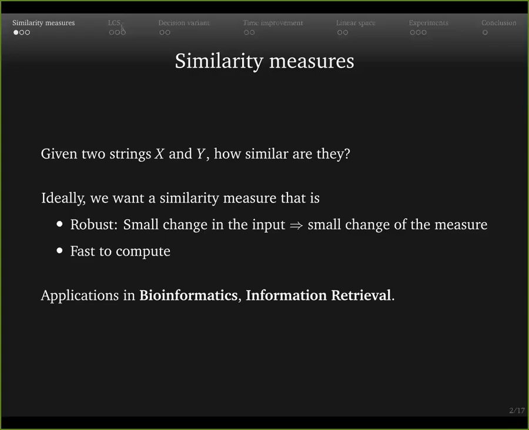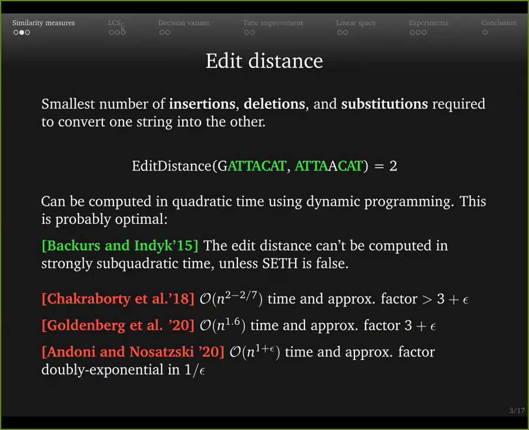Similarity measures: given two strings x and y, how similar are they? Ideally, we want a similarity measure that is both robust, meaning small changes in the inputs give only small changes to the measure, and fast to compute. It has applications in bioinformatics and information retrieval. The most well-known of them is the edit distance, which is the smallest number of insertions, deletions, and substitutions required to convert one string into the other.